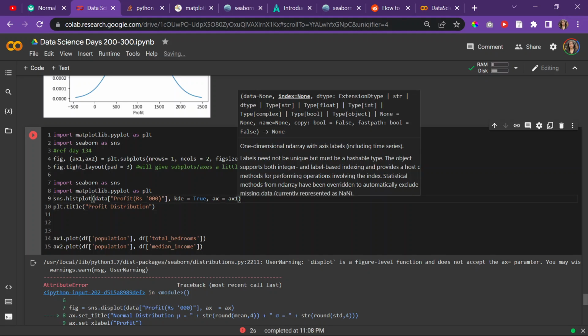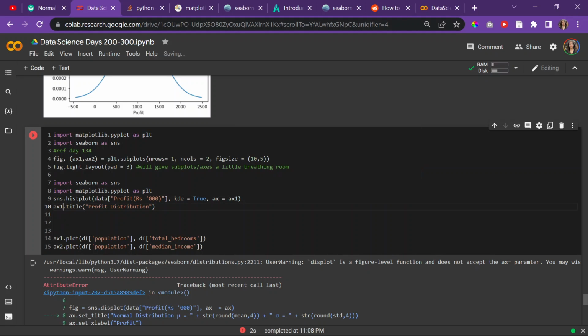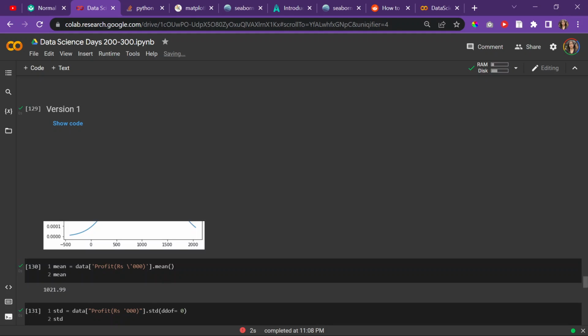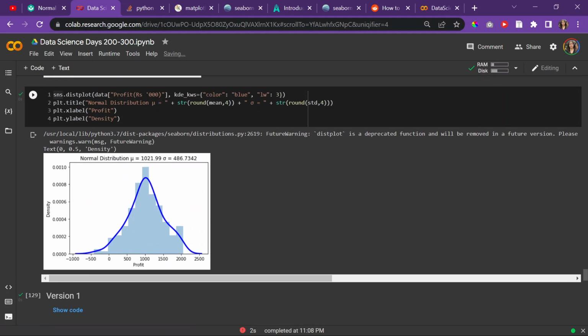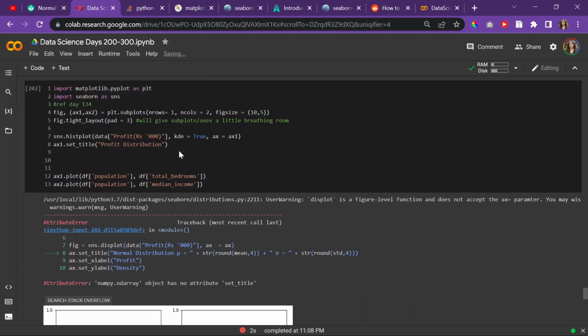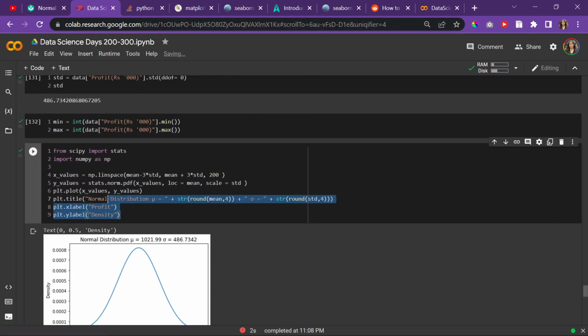And then I think it's AX1 set title, or is it dot set title? I think it's dot set title. And then I think that's good, and I don't need this. And then for the second graph, which was this one, actually, was it that one? I don't think it was that one. I think it was this one that I was trying to do.